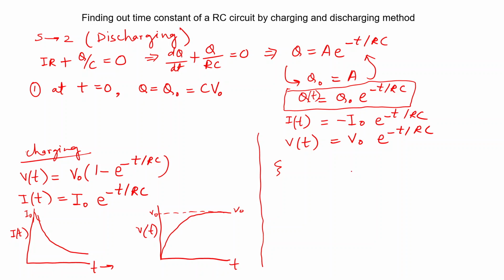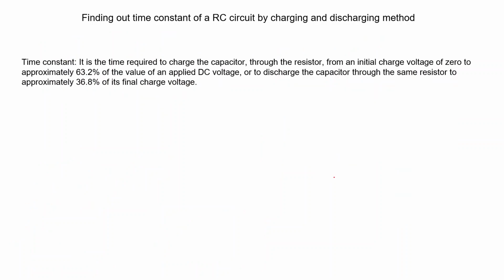So yeah, another concept that we want to discuss is the time constant. Okay, so these were the expressions that we found. Now, the aim of the experiment was about finding out the time constant of an RC circuit by charging and discharging methods. So what do we mean by time constant?